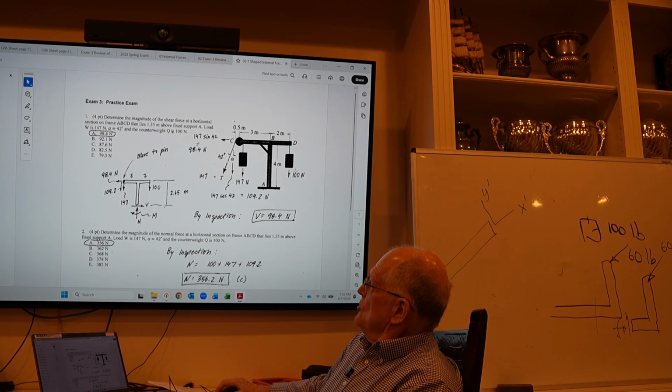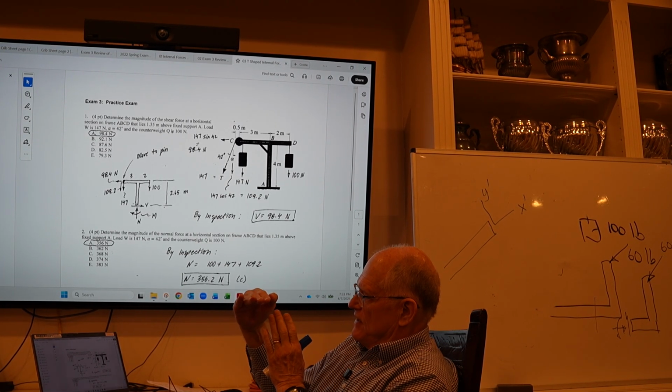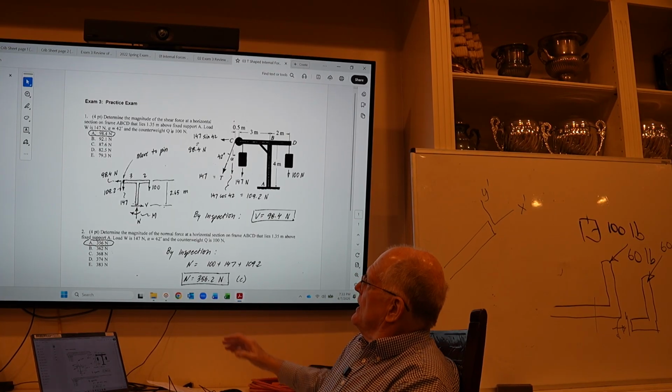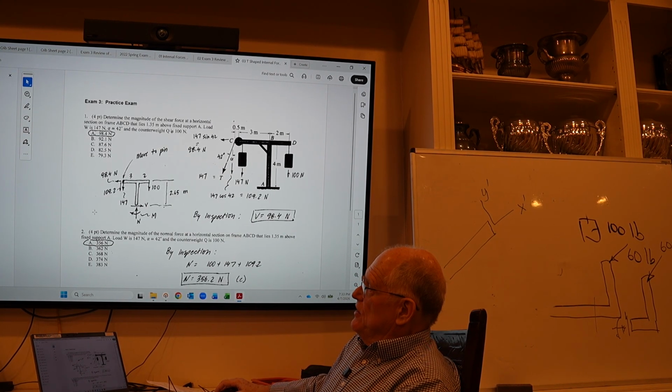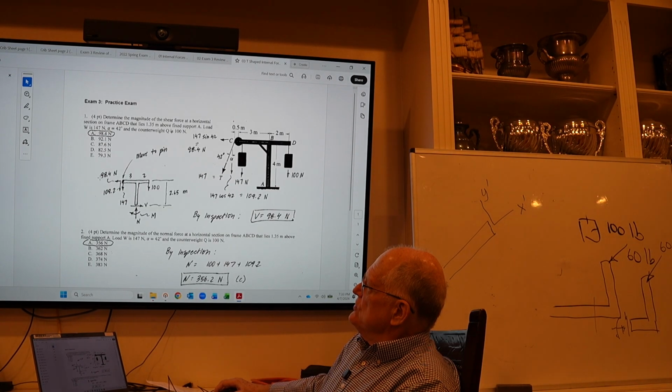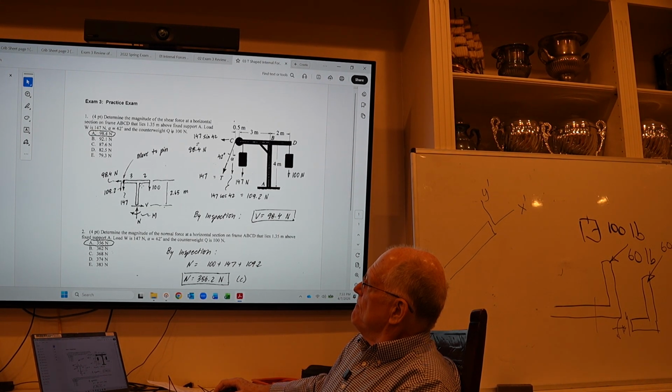And then you have this 100 Newton here. And so this is what the picture looks like. But now you've got a vertical cut, a cut on a vertical member. And so, again, the direction is not important. If you look at the shear, the only shear force is the 98.4. And so the shear is 98.4.